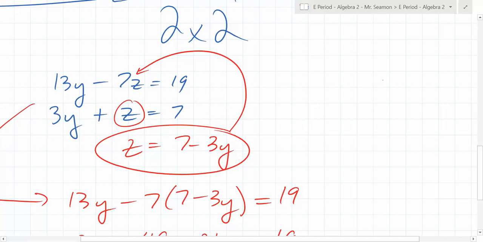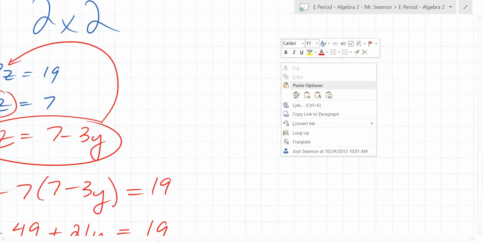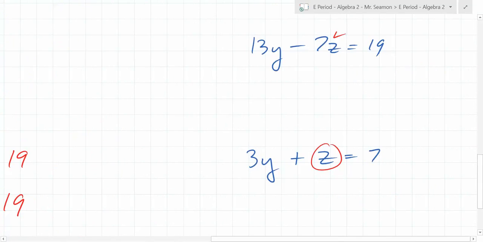Put your calculators away, everybody. No calculators.